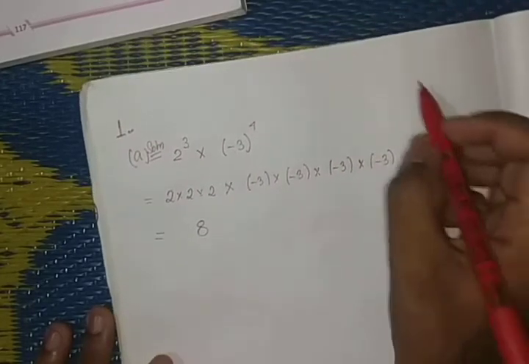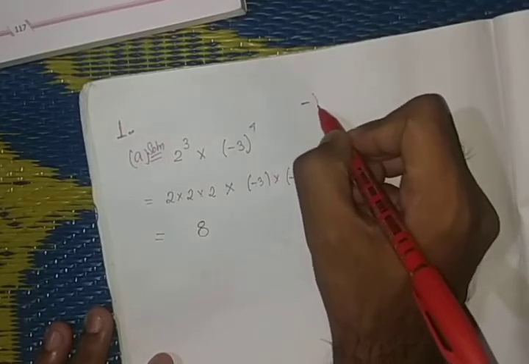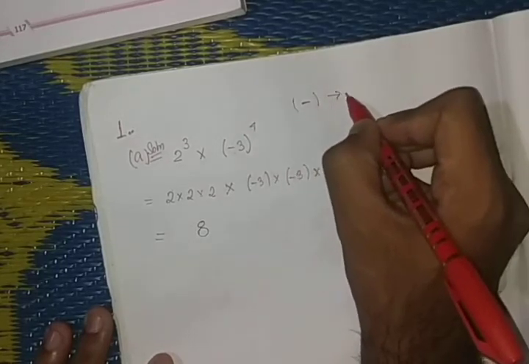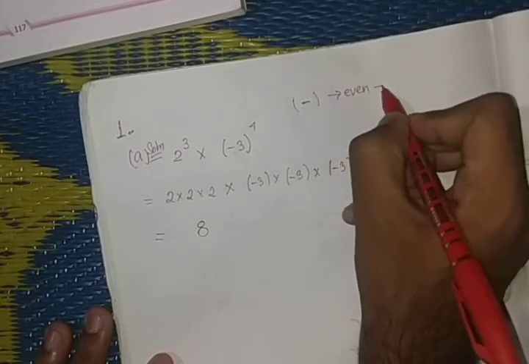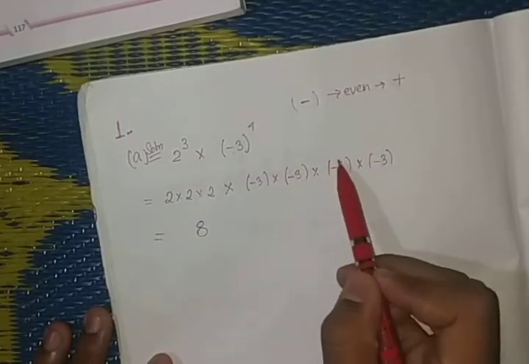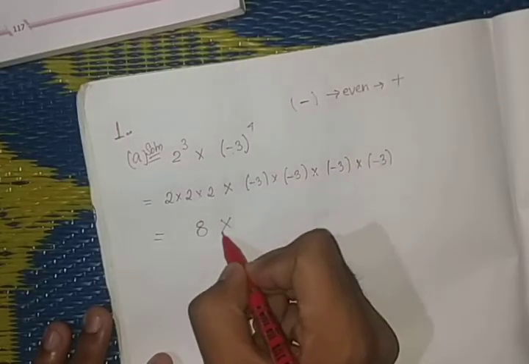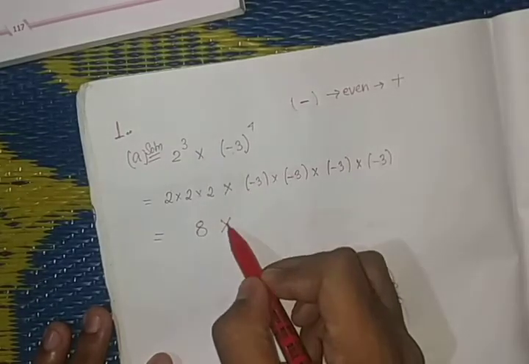Just keep always one thing in mind, that whenever the number of negative signs is even, then that will convert to a positive sign, like minus into minus is plus, plus into minus is minus, again minus into minus is plus. So the final result will be plus. And this multiply I have written here.